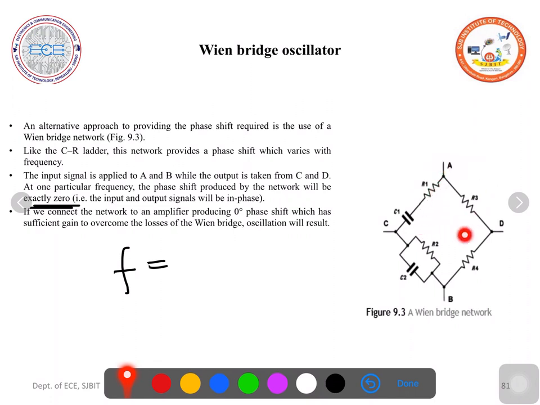So if we connect this network to an amplifier which provides 0 degree phase shift, which has a sufficient gain to overcome the losses of the Wien bridge, oscillations will start. So this provides 0 degree phase shift. If you connect this to an amplifier which is also providing 0 degree phase shift, then oscillations will start.